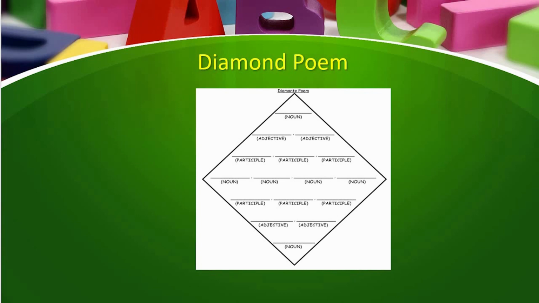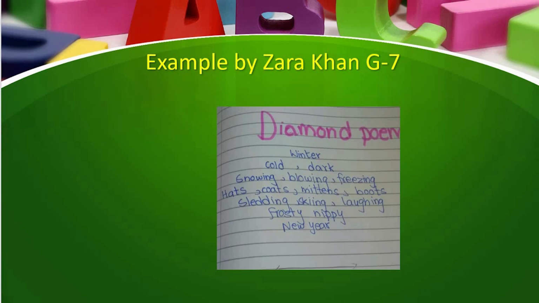The second line is comprised of two adjectives, the third of participles, the fourth of nouns, and the fifth line is comprised of three participles, then two adjectives and one noun. It will come out in the form of a diamond. Let me show you the example of my student.